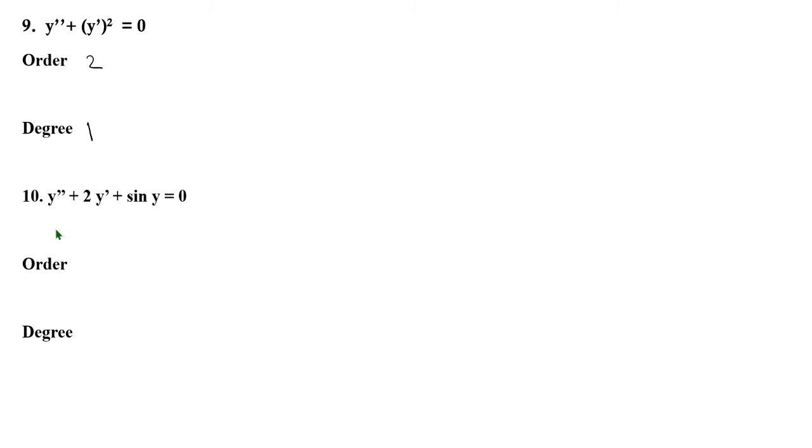The next one is y double dash plus 2y dash plus sine y is equal to 0. Here the highest order derivative in this equation is y double dash, that is, it is nothing but d square y by dx square. So the order of this differential equation is 2. The degree to which this highest order derivative is raised is the degree of the differential equation. So the degree here is 1.